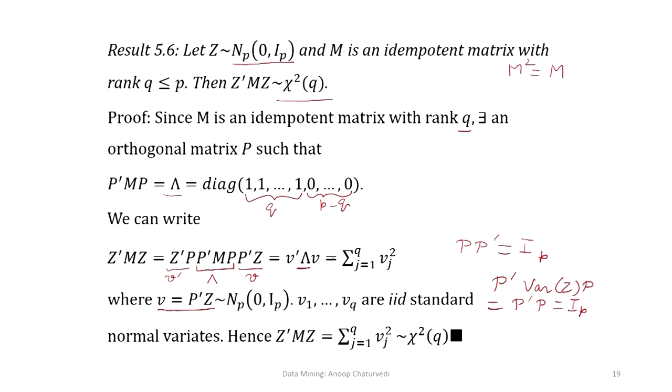So, in this expression, V1, V2, ..., Vq are independently and identically distributed, and each of these V j's follows a normal distribution having mean 0 and variance 1. So, these are IID standard normal variates. So, z transpose M z is equal to summation j equal to 1 to q V j square, where each of these V j's follows normal 0, 1, and these V j's are independently distributed also. So, ultimately this follows a chi-square distribution with q degrees of freedom.